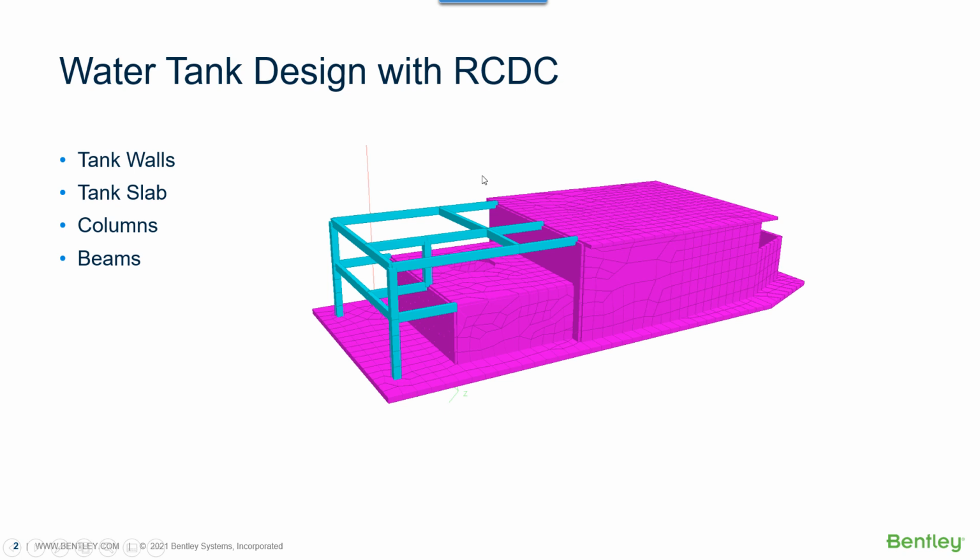The sample model which we will be using will have all the elements like the tank walls, slabs, columns, and beams. And we will understand the design of all these elements in RCDC and how we can go ahead with it. So let us get started with the actual design work.